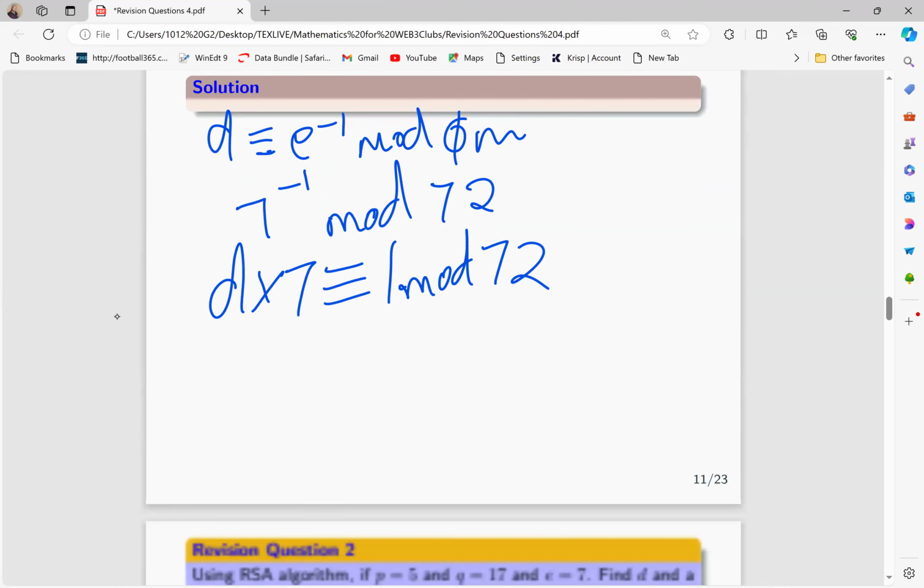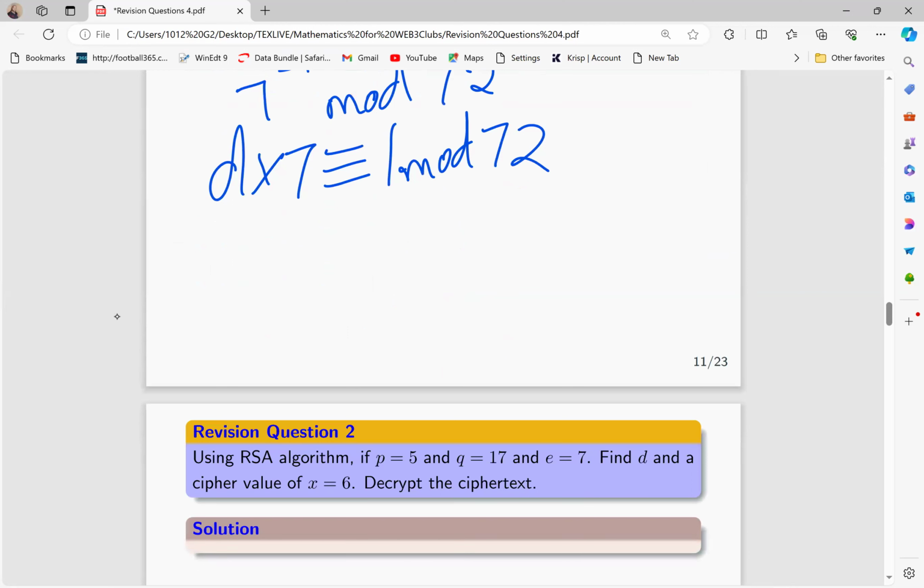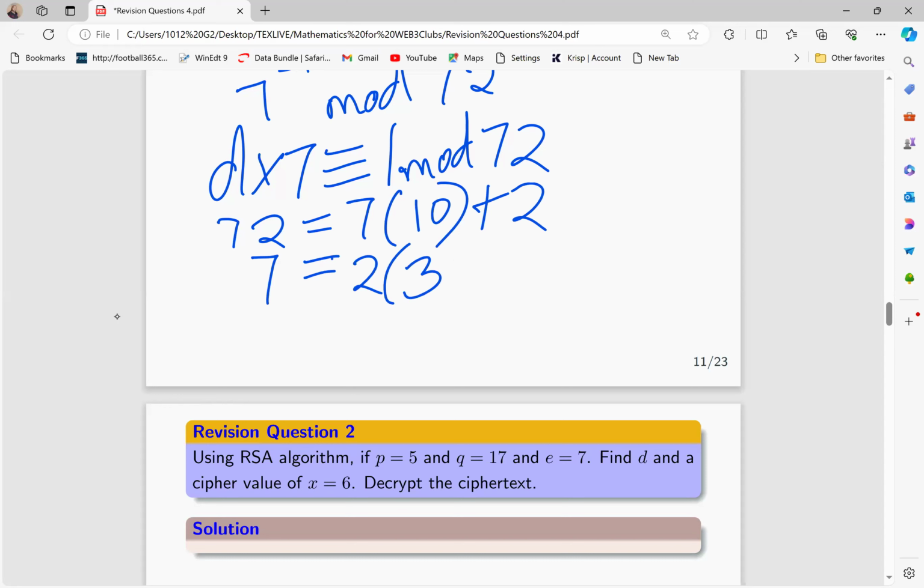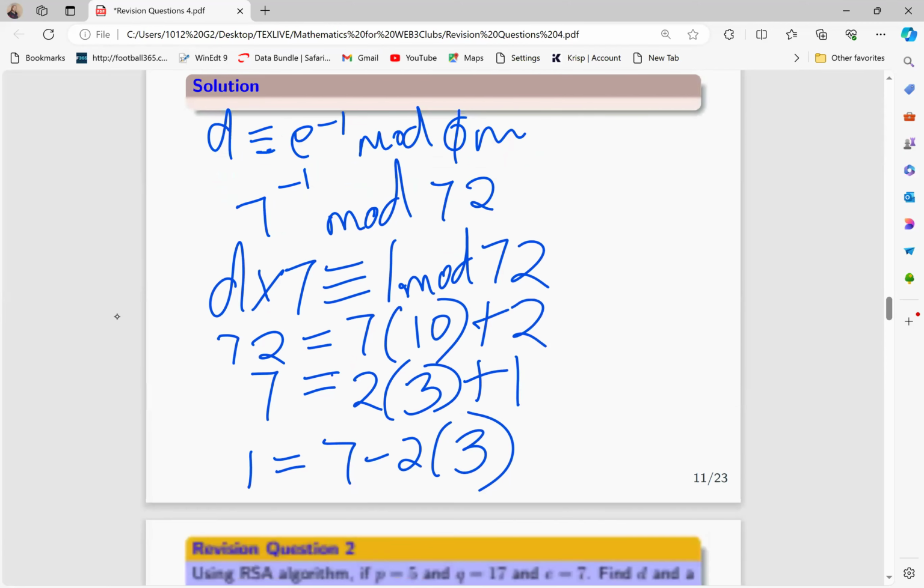I'm going to use extended Euclid to compute this. So 72 is equal to 7 times 10 plus 2, and then we express the divisor in terms of the remainder: 7 equals 2 times 3 plus 1. So the GCD is 1. We already have our last non-zero remainder as 1, so we substitute back up. It will be 1 equals 7 minus 2 times 3. Then we substitute 3.